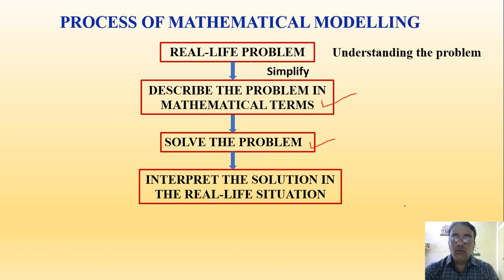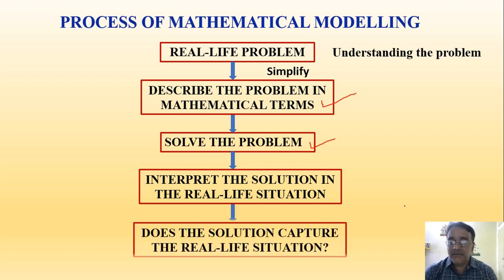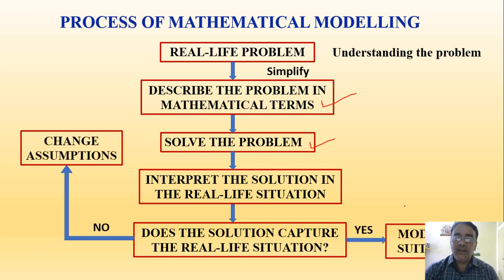After that, we'll validate the model. So the next step is validating the model. Does the solution capture the real life situation? If yes, then our model is suitable. If no, then we have to go back again to describing some assumptions. We'll go back to step number 2. So we go back to the original situation and see if the results of the mathematical work make sense. If so, we use the model until new information becomes available or assumptions change.